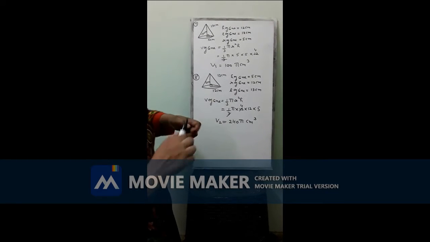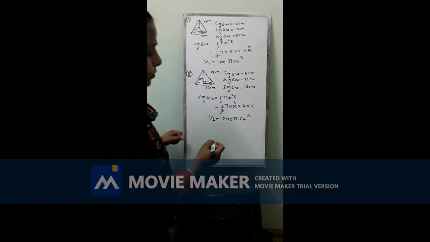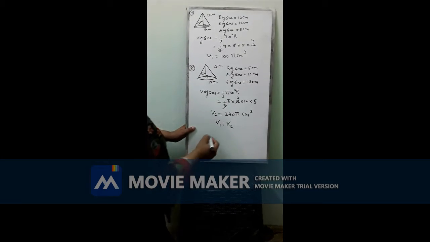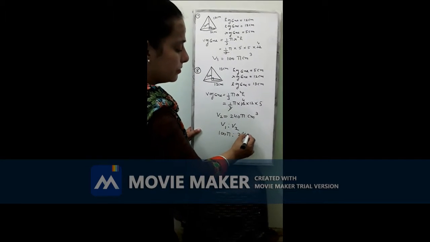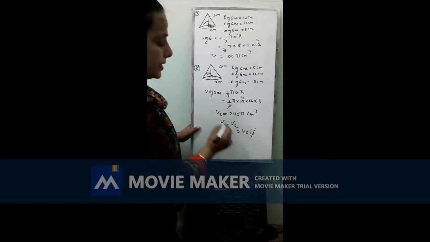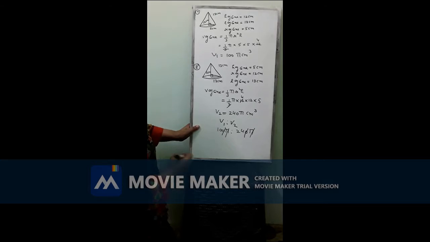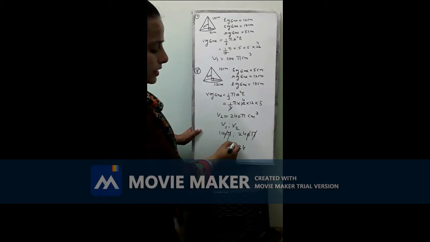Now the question is you need to find the ratio of V1 and V2. V1 ratio V2 means 100 pi ratio 240 pi. Pi and pi are cancelled. 0 and 0 are cancelled. You will get 10 ratio 24. Again cancellation on the table of 2.